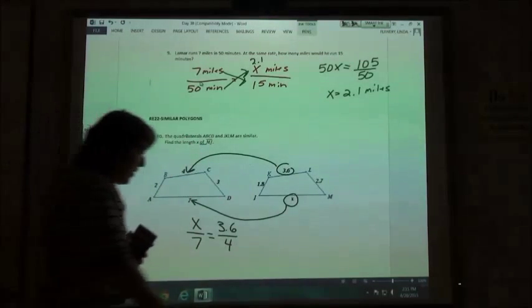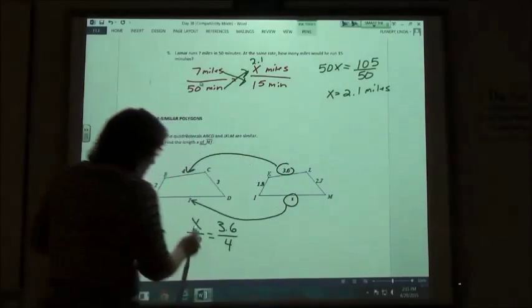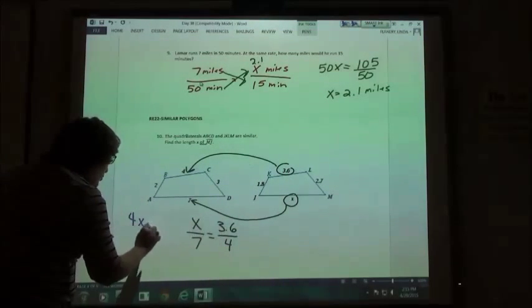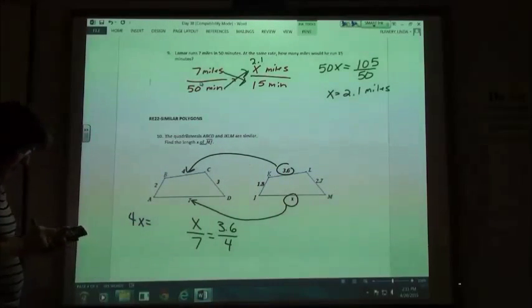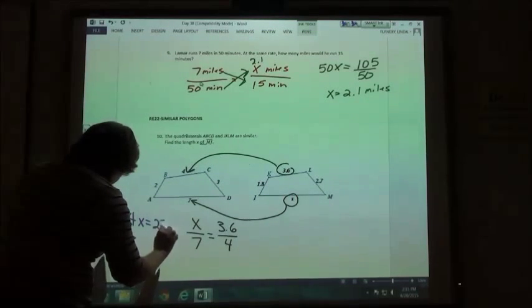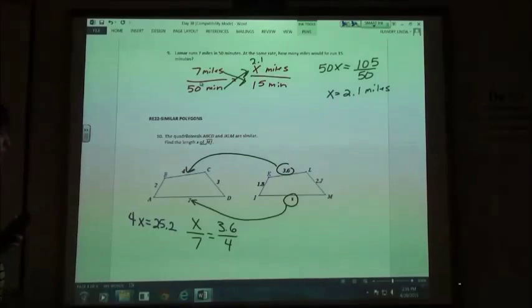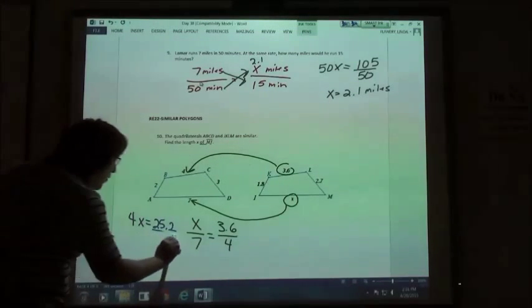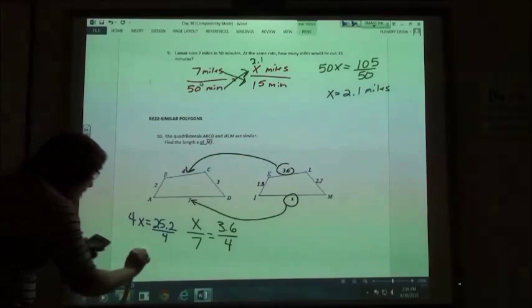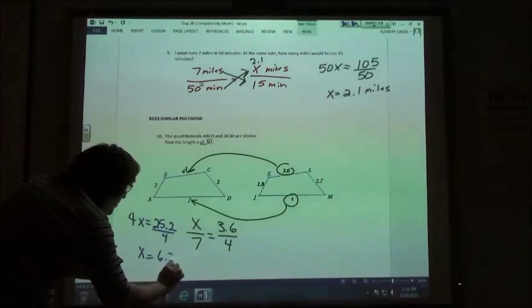If I solve that by cross multiplying, x times 4 would be 4x. 7 times 3.6 is 25.2. Again, in order to solve that, we just have to divide by the 4. X equals 6.3.